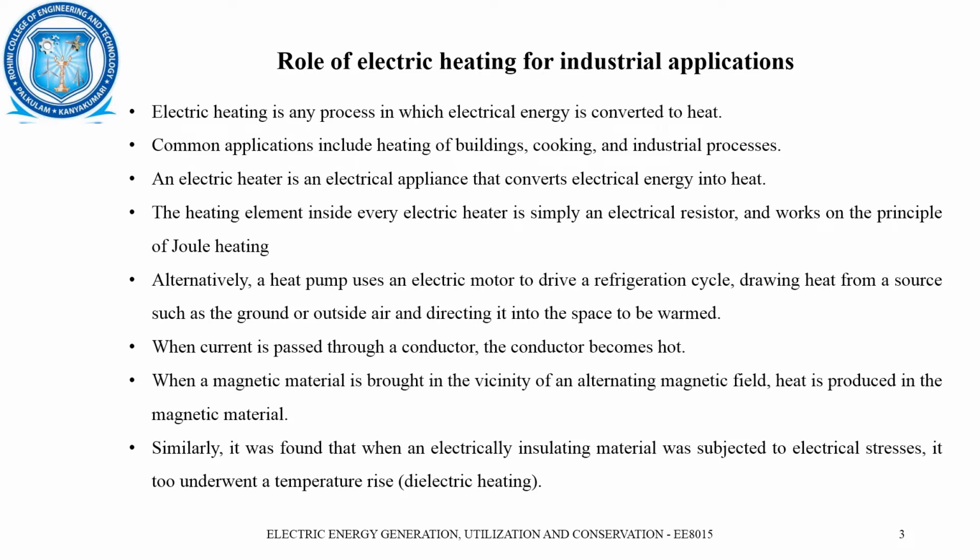Alternatively, a heat pump uses an electric motor to drive a refrigeration cycle, drawing heat from a source such as the ground or outside air and directing it to the space to be warmed. When current is passed through a conductor, it becomes hot, and when magnetic material is brought in the vicinity of an alternating magnetic field, heat is also produced in the magnetic material. Similarly, when an electrically insulated material is subjected to electrical stresses, it too undergoes a temperature rise. So we have three different types of heating.